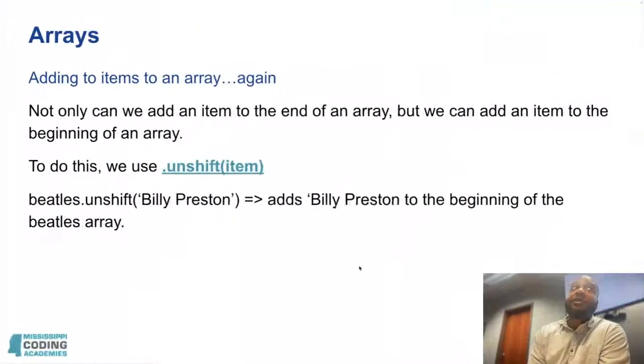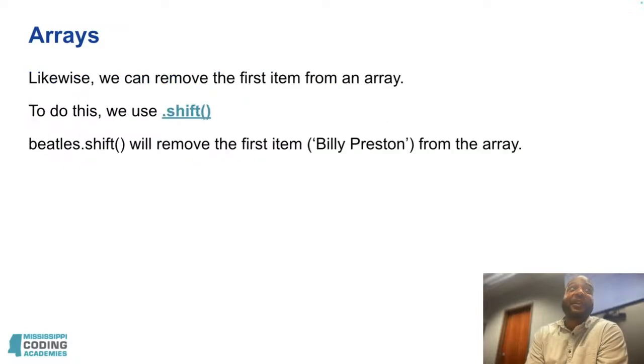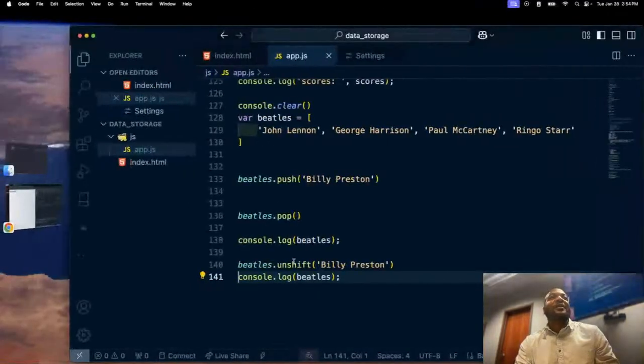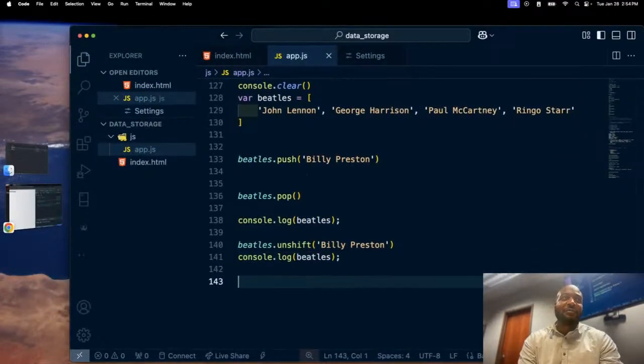So then if I want to remove an item from the beginning of an array, what would I use? I got push, pop, I got unshift, and then I'd have shift. Not difficult at all. Likewise, we can remove the first item from an array. To do this, we use shift. So let's come back over here. We're just doing all kinds of things to poor Billy Preston, rest his soul.